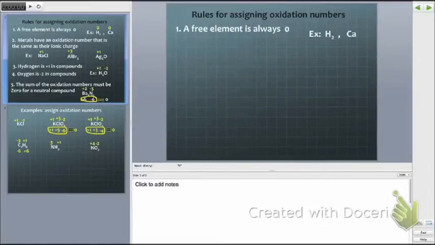So, for example, what if we had H2? What's the oxidation number on H2 going to be? Well, I guess since it's a free element, it would also be 0. But it's H2. Is it still free? Is there any other element other than hydrogen there? Oh, no. So as long as there's only one element, it doesn't matter if you have multiple of the same element, it's still 0.